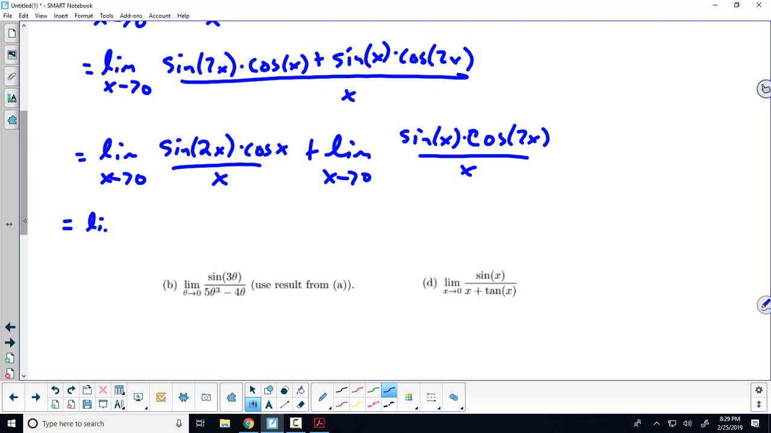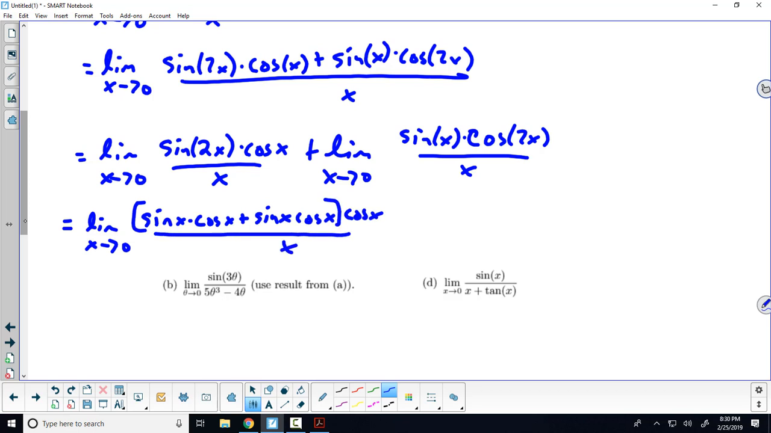Okay? So that's the limit as x approaches 0 of the sine of x times the sine of x. That's going to be sine squared x plus cosine. Oh, that's a lie. I'm sorry. This is sine of x times the cosine of x plus the sine of x, cosine of x, cosine of x, all over x. That's the first one. Plus, I'll break this limit up as sine of x over x times the limit as x approaches 0 of the cosine of 2x. Folks, I'm going to stop there.